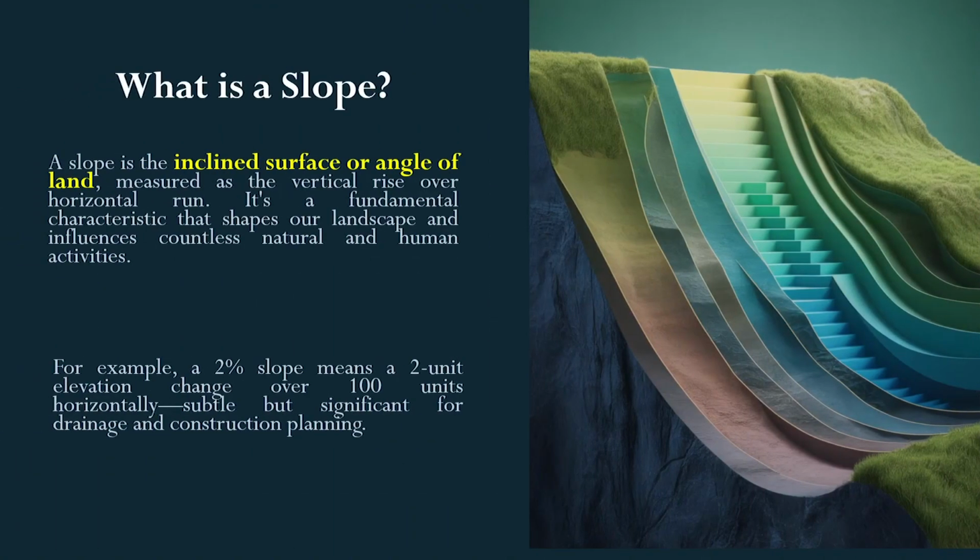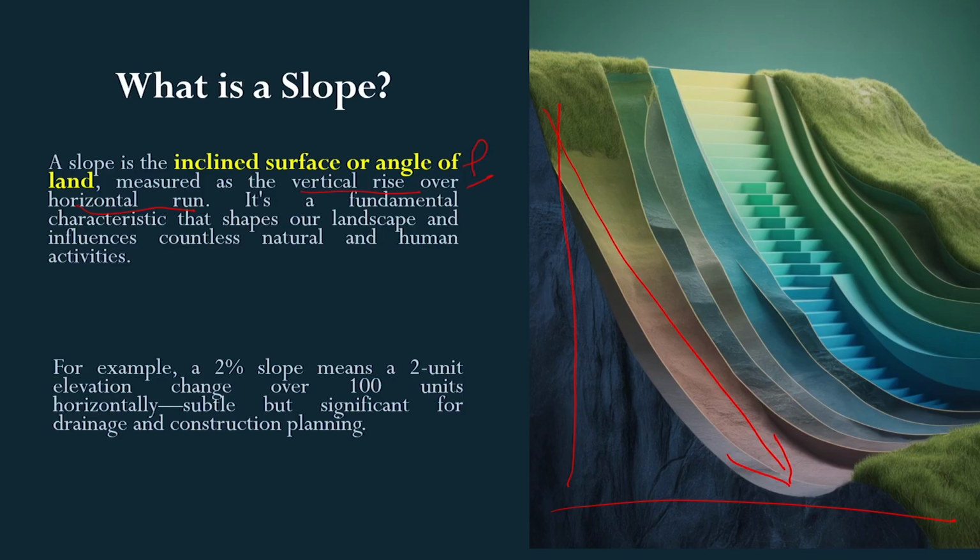So, what is a slope? How is it defined? A slope is the inclined surface or angle of land measured as the vertical rise over the horizontal run. Land is basically seen in two ways. One, the horizontal part, and two, the vertical part. So, when we are explaining slopes, this is what slope is: the vertical rise of the land over the horizontal run.